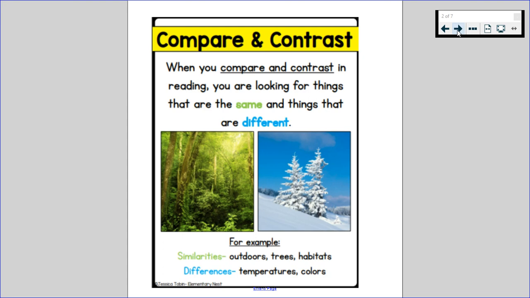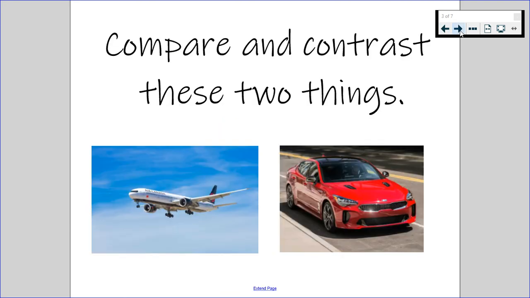Also, the colors are very different. In the photograph on the right, it's mostly white because of all the snow, whereas the one on the left is much more green. I want you to compare and contrast these two things, an airplane and a car. Think about the ways that they are similar and the ways that they are different. You can pause your video and say those out loud or to a grown-up.